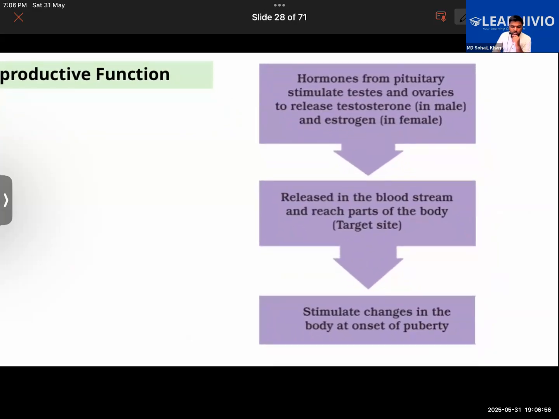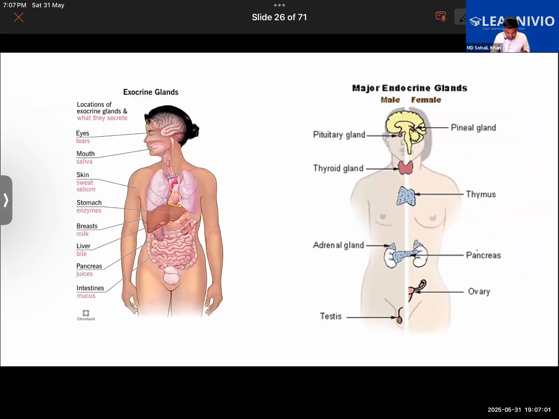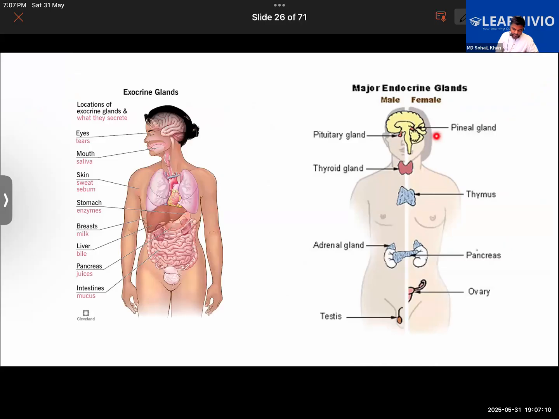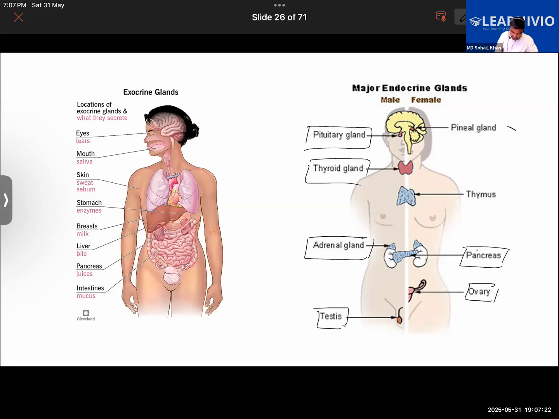Suppose some hormone has been secreted. Let's just take a simple example. Suppose we have a gland. Pick any gland from the pituitary gland, thyroid gland, adrenal gland, pancreas, ovary, and testes. Pineal gland we don't have to study, and neither do we have to study the thymus. Adrenal gland we have already discussed, so pick another one. Thyroid gland.